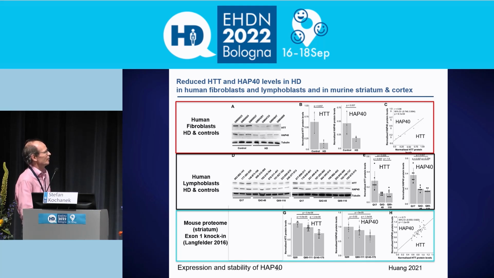When we do the same experiment in human lymphoblasts from Huntington disease patients, we see basically the same thing. Both Huntingtin levels and HAP40 levels are decreased. And also, based on published data from the lab of William Young, where we looked a little more closely, we saw that when looking at the mouse proteome of the striatum and also of the cortex, Huntingtin levels are decreased, but also HAP40 levels are decreased.